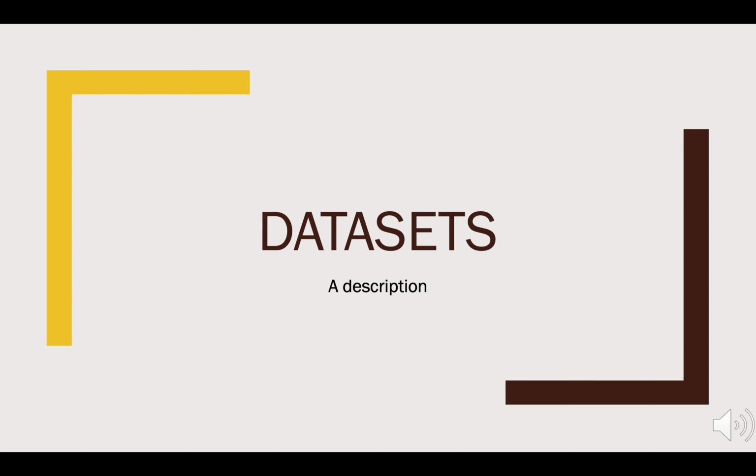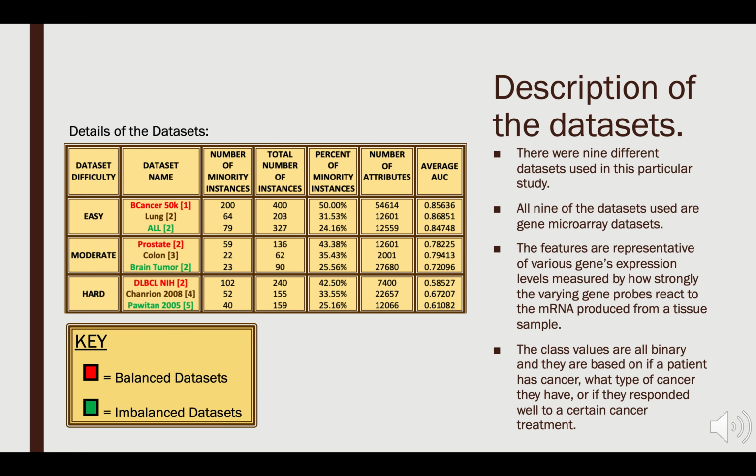Datasets. Description of the datasets. There were 9 different datasets used in this particular study. All 9 of the datasets used are gene microarray datasets. The features are representative of various genes' expression levels measured by how strongly the varying gene probes react to the mRNA produced from a tissue sample. The class values are all binary, and they are based on if a patient has cancer, what type of cancer they have, or if they responded well to a certain cancer treatment.